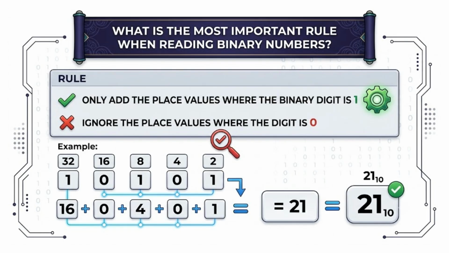Now we simply add the selected place values. 16 plus 4 plus 1 equals 21. Therefore, the binary number 10101 is equal to 21 in decimal.